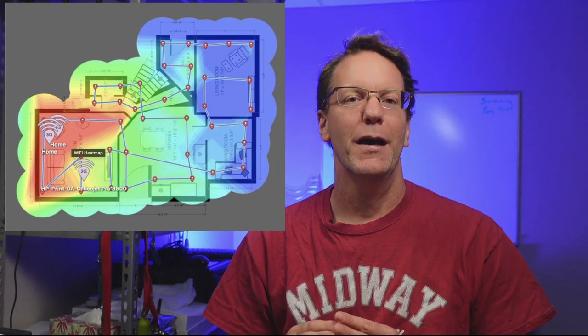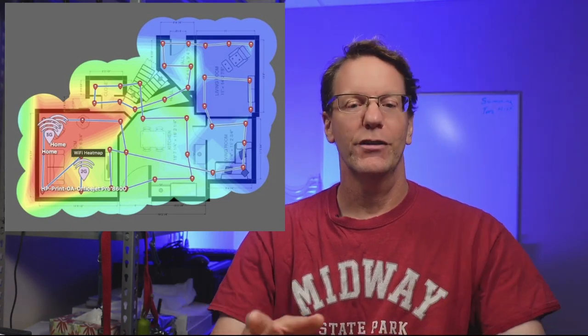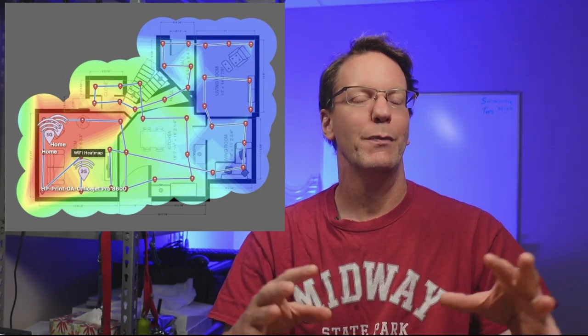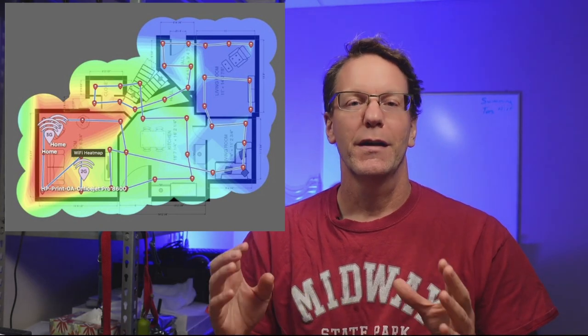Today we're going to go over how to improve your Wi-Fi with heat mapping. Heat mapping is basically doing a survey using your computer or phone to create a map of the Wi-Fi signal in your office or your home, to better place your access points or Wi-Fi devices to get the best signal for your house or home.